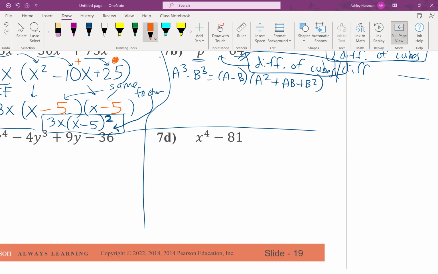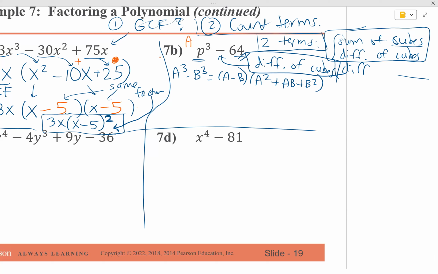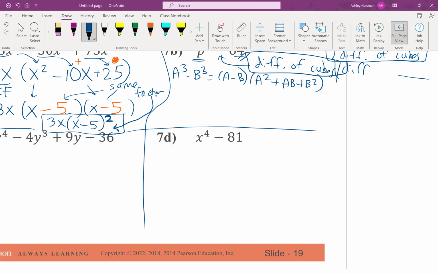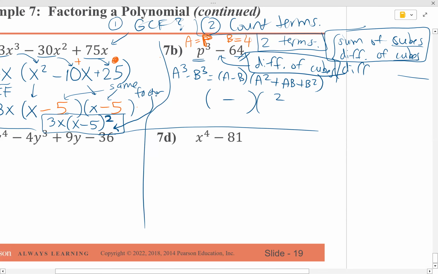A is the thing you're cubing to make the first term, so just p, lowercase p. And that's another thing. I think in the homework, they're going to get mad if you type uppercase P when you put the answer in. They're going to say it's wrong, so be careful. And b is what you're cubing or raising to the third power to get 64. That's 4. So I just need to rewrite this whole formula with a replaced with lowercase p and b replaced with 4. It looks like this, plus a times b plus b squared.